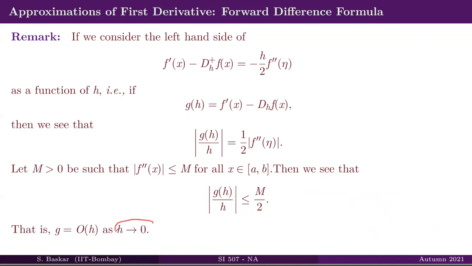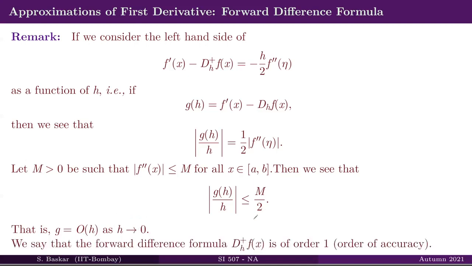You should not forget to indicate what tends to what whenever you use the notation big O or small o. In this case, we will also say that that formula, in this case the forward difference formula, is of order 1. Okay.